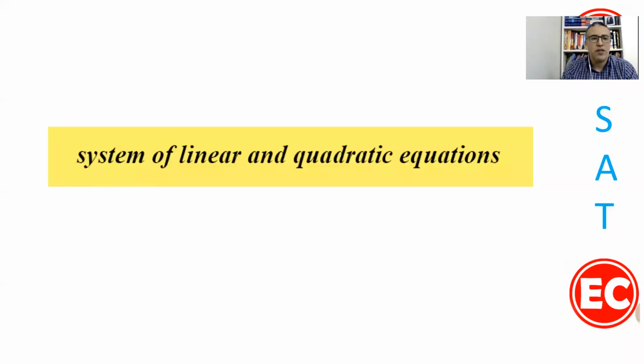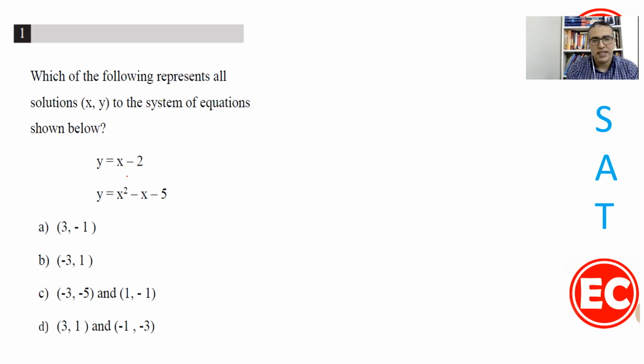Bismillah ar-Rahman ar-Rahim. Another title in the SAT about how we can solve a system of two equations. The first one is linear, of first degree, and the second one is quadratic, of second degree. And we have only one method to solve this kind of system of equations. Let's start with the first example.